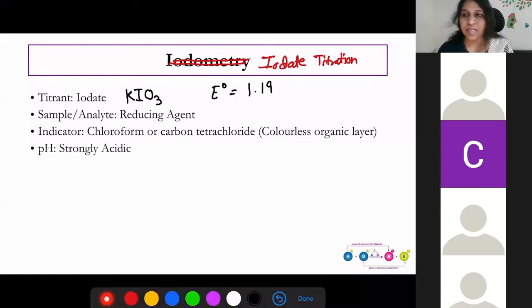So pH, as I mentioned, is strongly acidic. I always keep the first slide as a summary slide, because when you look at this summary slide from the exam point of view, if you remember this slide, you will be able to write down a short note based on this summary slide.